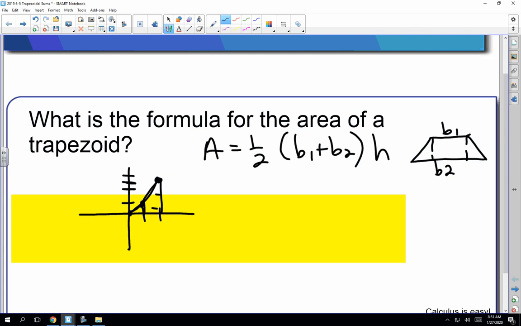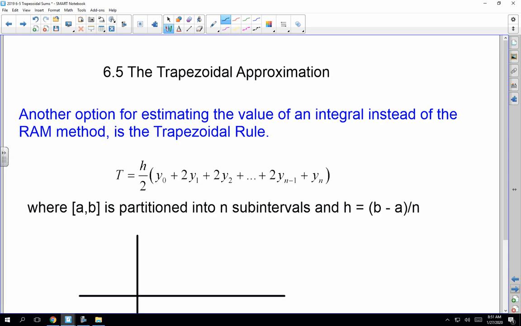So let me show that to you. It says this is another option for estimating the value of an integral instead of the RAM method. This is the only other approximation method we'll learn. In BC, we do talk about Simpson's rule. We're not going to do that in here. But it's the trapezoidal rule.